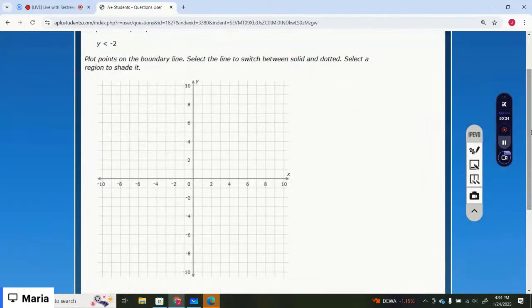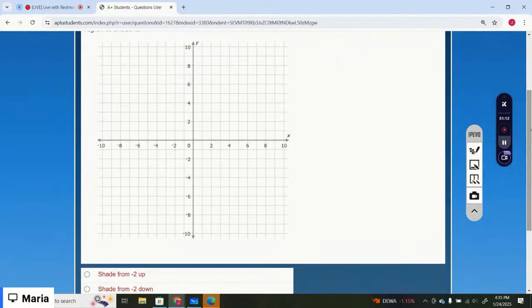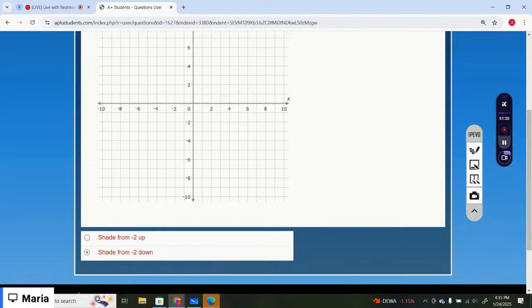Y is less than negative 2, so which is the correct option? That is y is less than negative 2. Because it is less than negative 2, the answer is shade from negative 2 down.